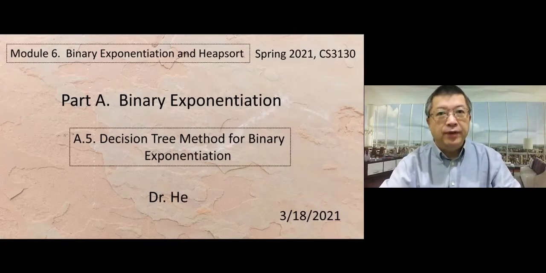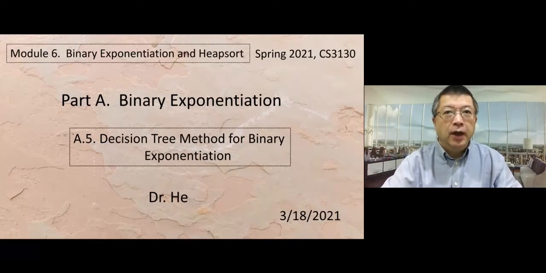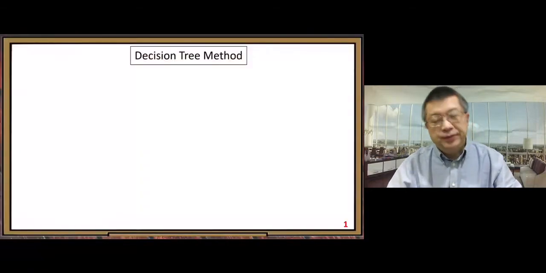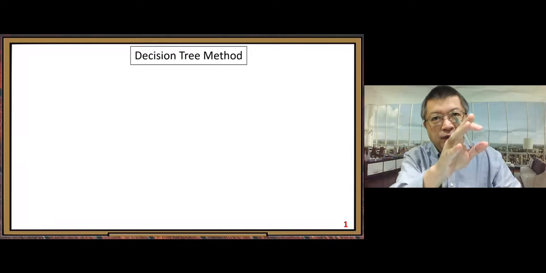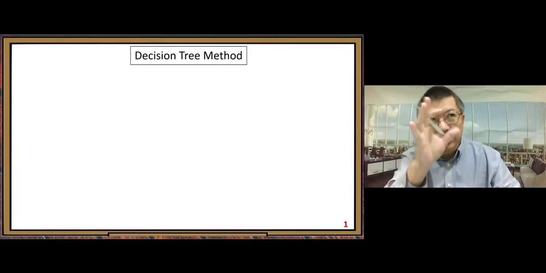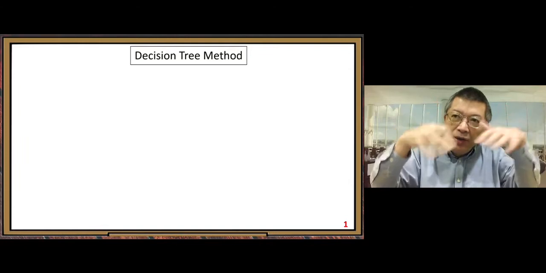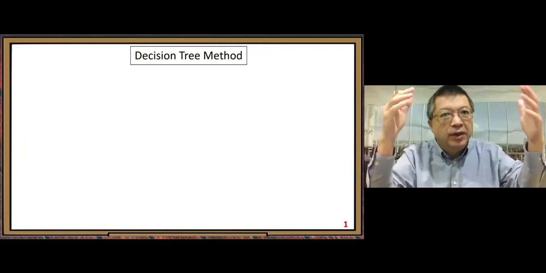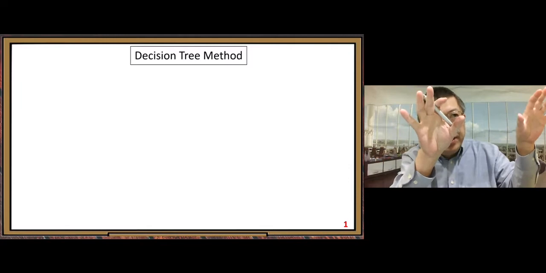Decision tree method for binary exponentiation. For this part, let us use that decision tree model approach to present. How do we organize our data? More specifically, what is our data? The data is the binary bits.